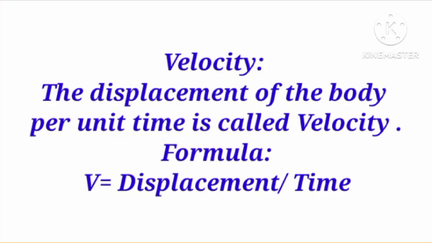The displacement of the body per unit time is called velocity. We know that speed doesn't give an idea of the direction of motion. To know the exact position of a moving object, we need the direction. Directions like east or west or south, like in which direction the object is traveling. Consider an example.